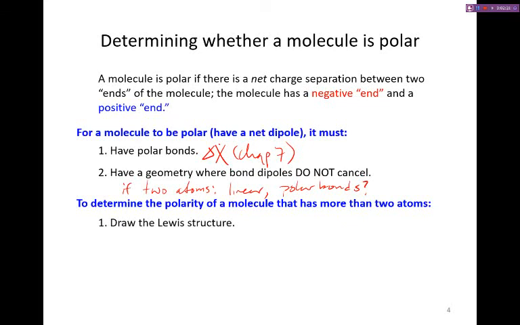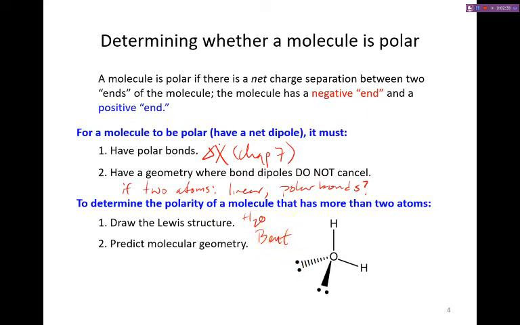It gets a little bit more complicated when you've got three or more because those bond dipoles can cancel each other out. The first step you want to do is draw out the Lewis structure. So let's say that we're trying to determine the polarity of water. We're going to draw out the Lewis structure of water and predict its molecular geometry. In this case, we see that water has 4 electron domains, 2 bonding and 2 non-bonding, which means that it's bent.